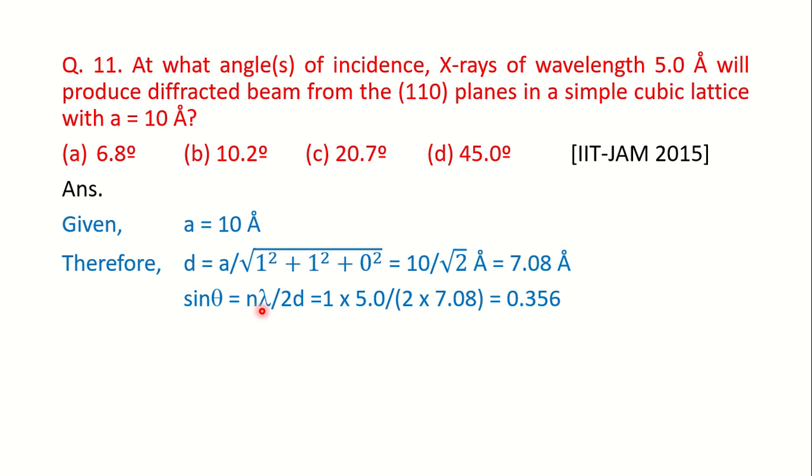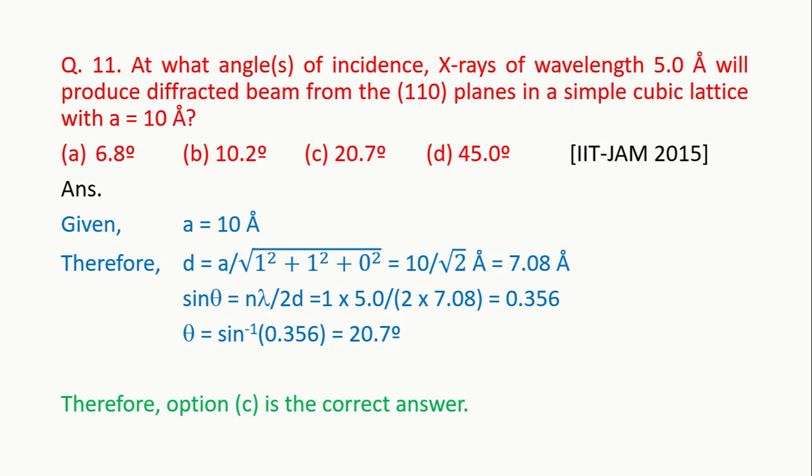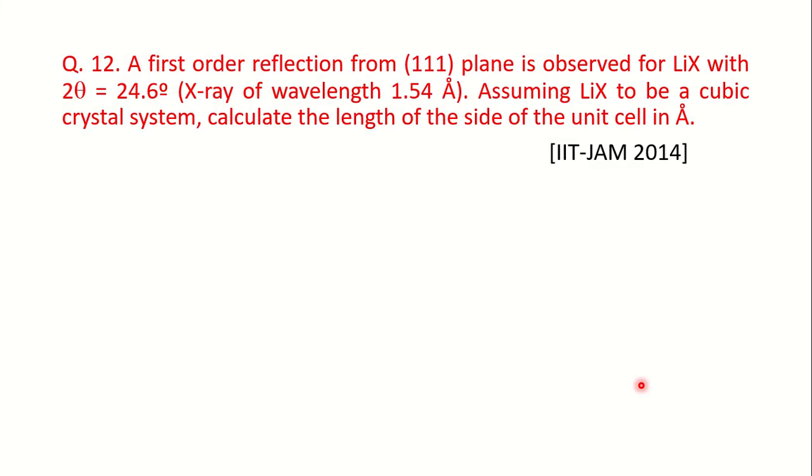Now the value of lambda, as it is given, is 5 angstrom. So this value 5 angstrom is put here. Then 2d, 2 into 7.08, we have just found it out. And the final value of sin theta is 0.356. Therefore, the glancing angle is sin inverse 0.356, which is 20.7 degrees. So option C is the correct answer. Next, question number 12. This came in IIT-JAM 2014.